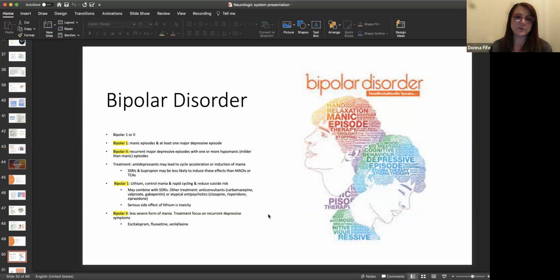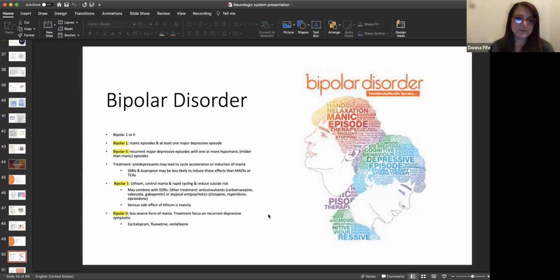Bipolar 1 is often treated with lithium to control mania and rapid cycling and to reduce suicide risk. You may combine that with an SSRI. Other treatment includes anticonvulsants or atypical antipsychotics. A serious side effect of lithium is toxicity, so patients need to have their blood monitored to make sure they're staying in a therapeutic range.